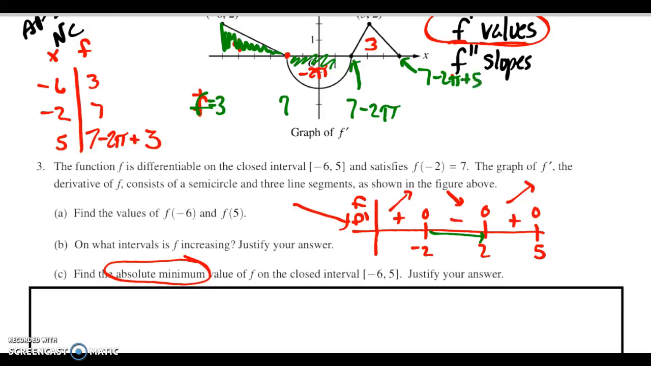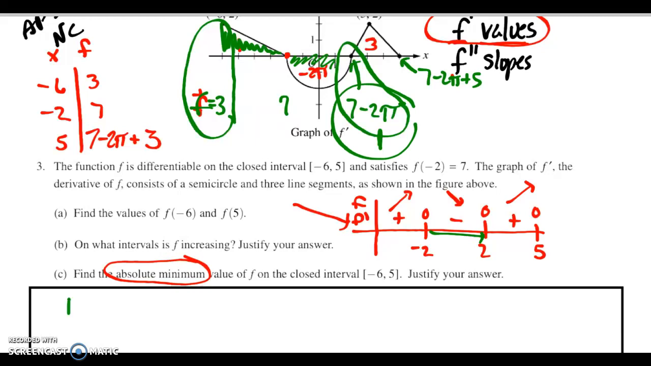So the lowest points in the graph are either the endpoints, either right here, which has a height of 3, or at 2, which is 7 minus 2 pi. I need to know if 7 minus 2 pi is less than 3. Pi is about 3. 3 times 2 is 6. 7 minus 6 is 1. So this is the lowest value.